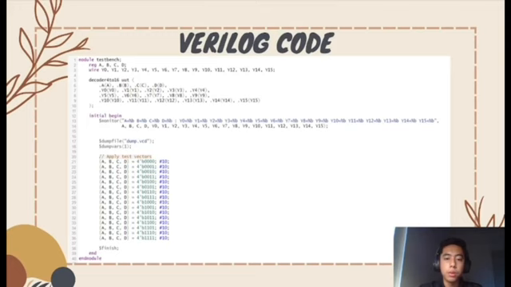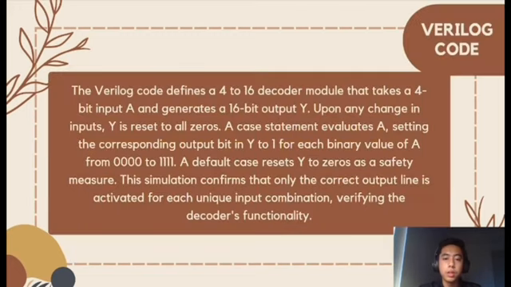This is the Verilog code. The Verilog code defines a 4 to 16 decoder module that takes a 4-bit input A and generates a 16-bit output Y. Upon any change in inputs, Y is reset to all zeros. A case statement evaluates A, setting the corresponding output bit in Y to 1 for each binary value of A from 0000 to 1111. A default case resets Y to zeros as a safety measure. This simulation confirms that only the correct output line is activated for each unique input combination, verifying the decoder's functionality.